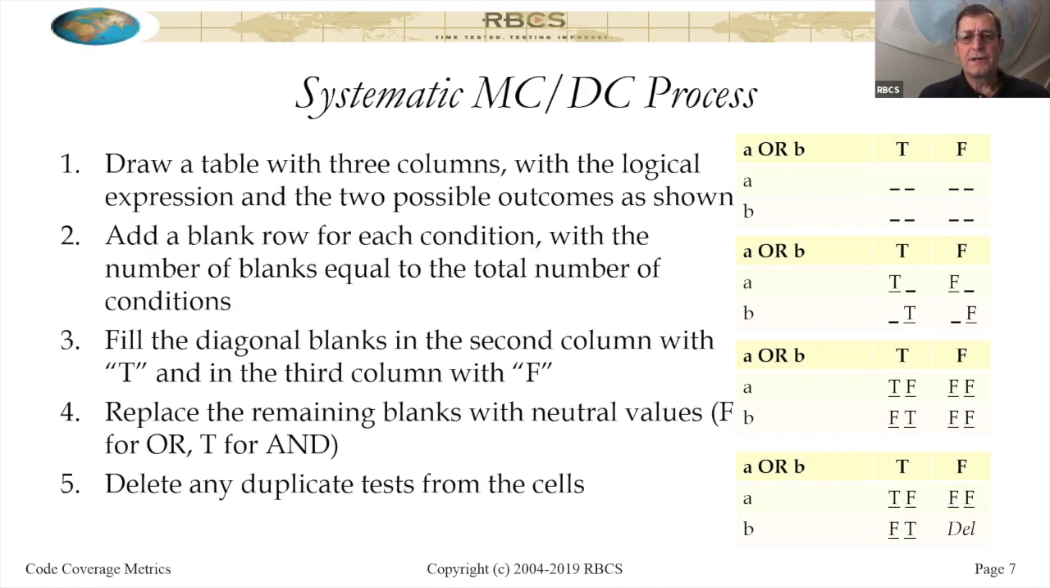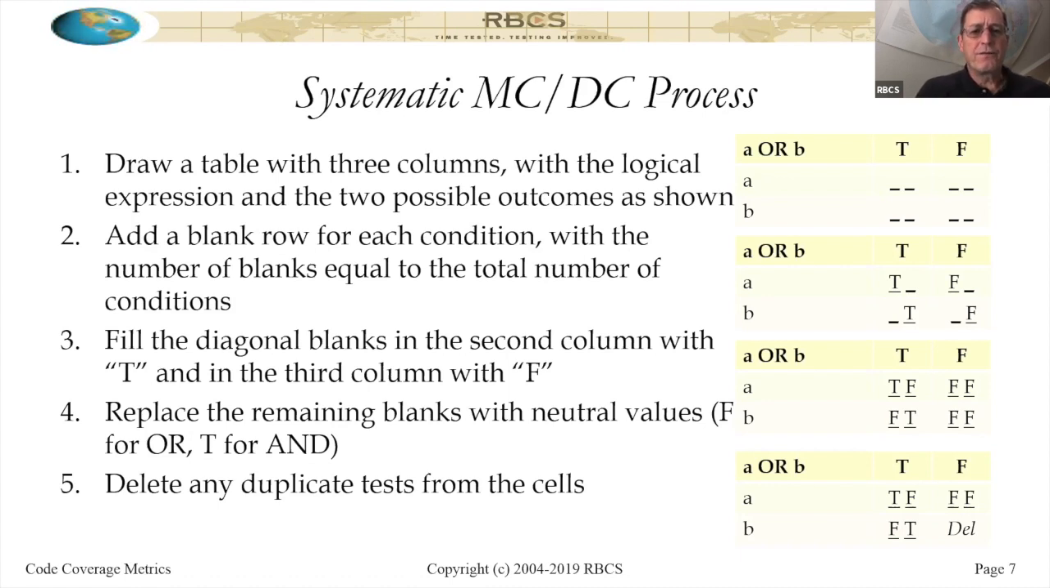Because ultimately what we're doing, again, remember, is trying to make sure that every decision has been taken true and false. So those are the 2 outcomes there. That's represented by columns 2 and 3. And that each condition has been at least once true and once false, and that every atomic condition has been able to influence the outcome of the decision.